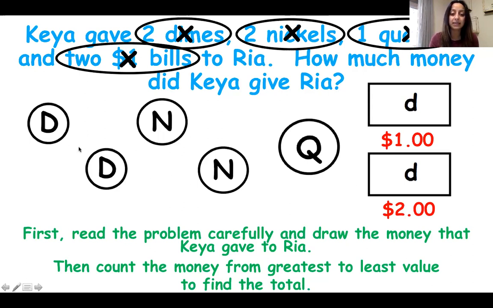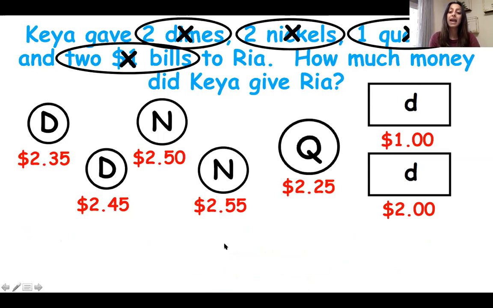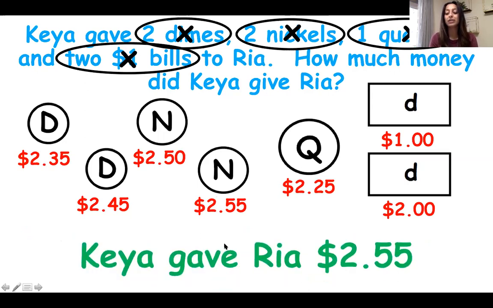And I see that, let me see where are my quarters. Here they are. Here's 1/4. So I start at $2 and count by quarters. $2, $2.25. Then I go on to my dimes. $2.25, $2.35, $2.45. Then last, I finish off with my nickels because they're my least valued coin. $2.45, $2.50, $2.55. So Kaya gave Ria $2.55. So nice of you, Kaya.